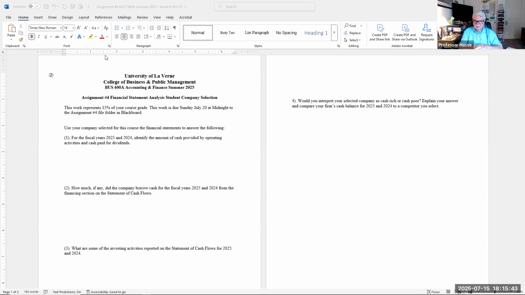Question number 3, what are some of the investing activities reported on the statement of cash flows for 25 and 24? Well, remember, investing activities could be the purchase of fixed assets. It could be the buying of additional companies, any type of investing that the company does. It could be buying investments. It could be investing in the market. It could be buying back stock of their own company. I want you to list for me the investing activities from the statement of cash flows for 25 and 24 for your company.